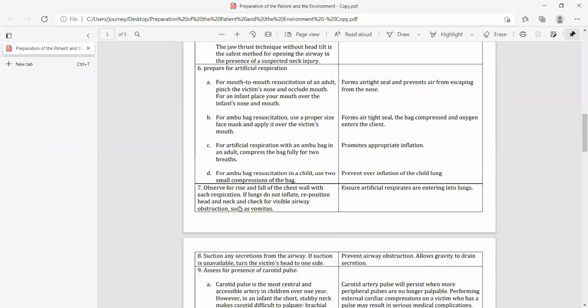any vomitus or other obstruction. Is there something inside the mouth, is something stuck, or is vomitus present, because of which the patient is not able to breathe? All those things you need to assess. And then next, suction any secretion from the airway. If suction is unavailable, turn the victim's head to one side.